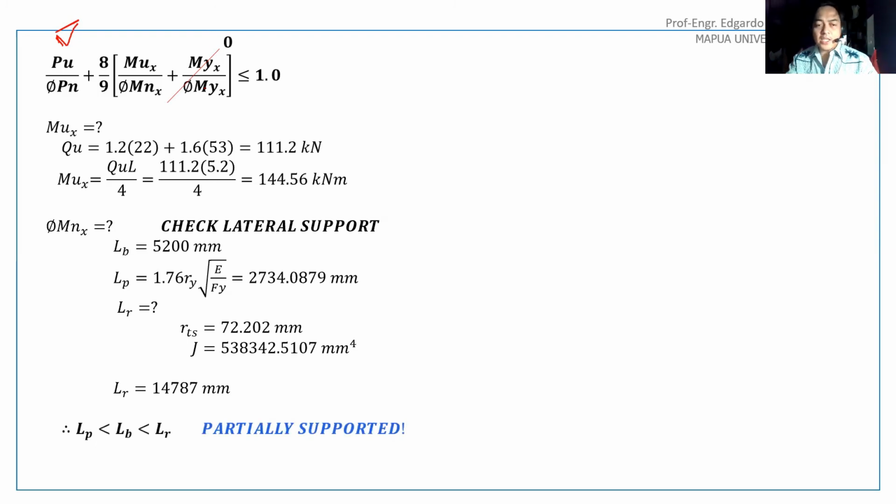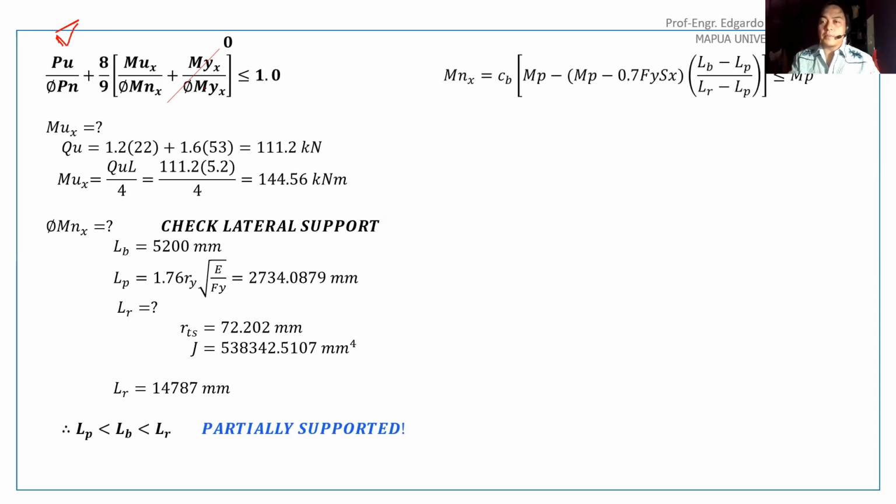Now, pagka partially supported yung beam, ano yung MNX natin? Diba may equation tayo dyan? So, as per the NSCP code 2015, that would be the MNX equation, involving the MP and the CB. So I solved for the MP. MP is the plastic moment, which is Fy ZX. So we got 341. So Fy is 345, yung ZX section property taken from the steel manual.